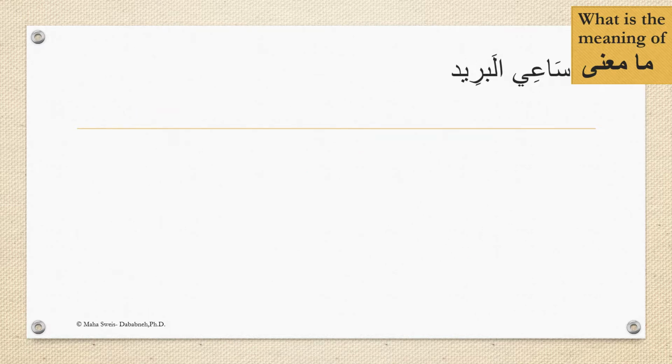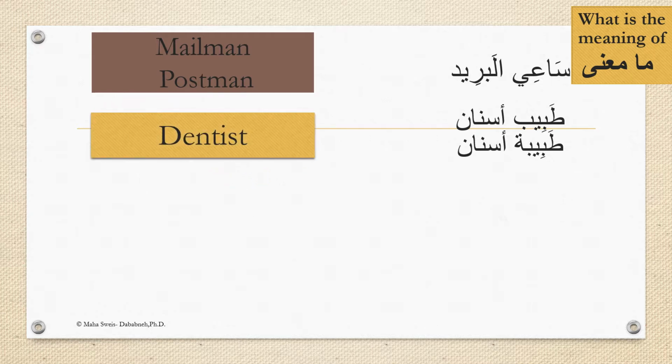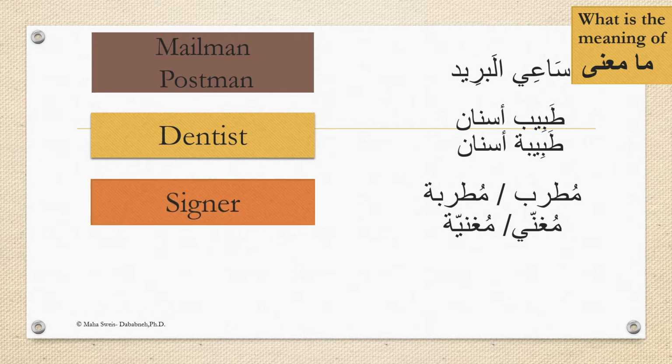Next, ما معنى ساعي البريد؟ ما معنى طبيب أسنان؟ طبيبة أسنان. ما معنى مطرب؟ مطربة. And sometimes we say مغني, مغنية. It's the same meaning. ما معنى صيدلي؟ صيدلانية.